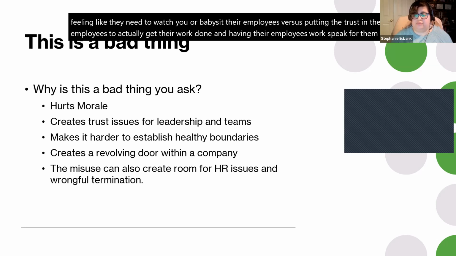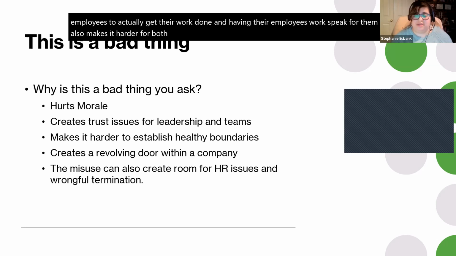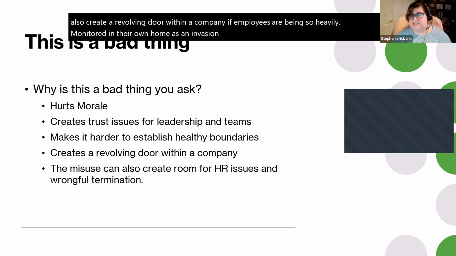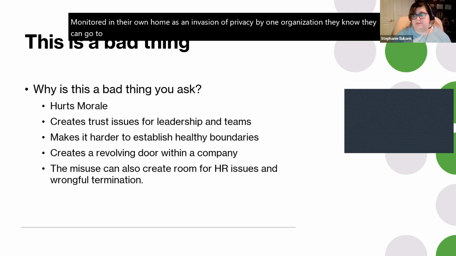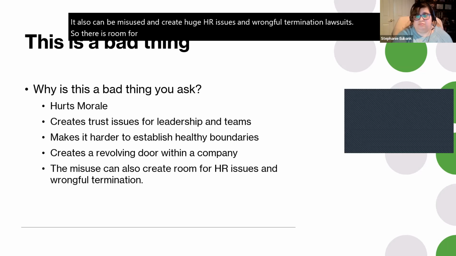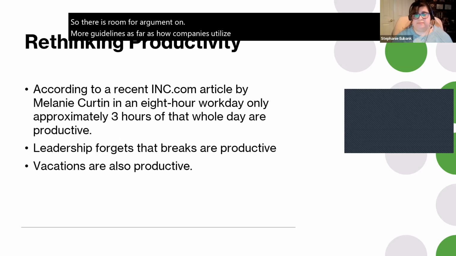It also makes it harder for both employees and leaders to establish healthy boundaries. It can also create a revolving door within a company. If employees are being so heavily monitored in their own home as an invasion of privacy by one organization, they know they can go to another who will pay them more, keep them remote, and not spy on them. It also can be misused and create huge HR issues and wrongful termination lawsuits. So there is room for argument on more guidelines as far as how companies utilize these software systems.